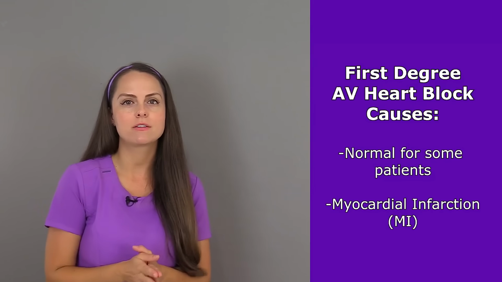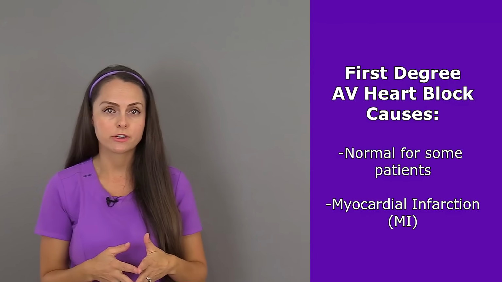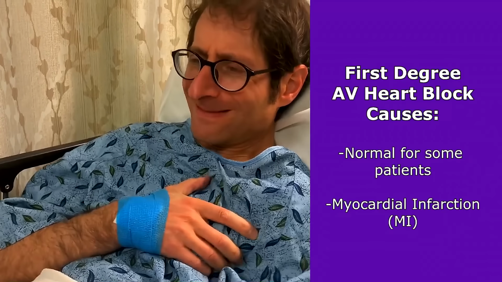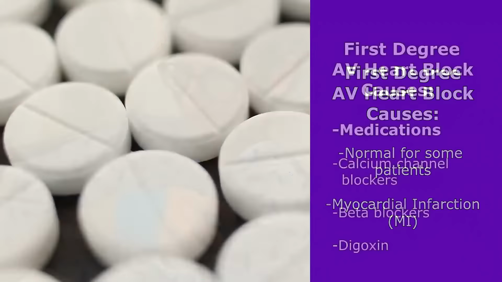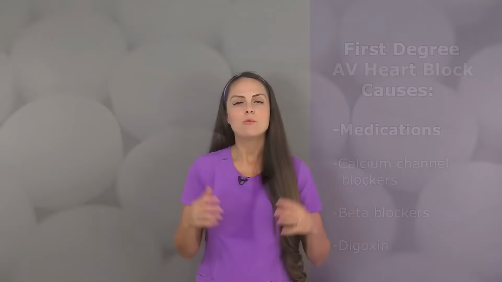Now, what causes first-degree AV heart blocks? Well, this can actually be normal in some patients, and we'll continue to monitor it. It can also be caused by a myocardial infarction or certain medications such as calcium channel blockers, beta blockers, and digoxin. Now, what is the treatment for a first-degree heart block?